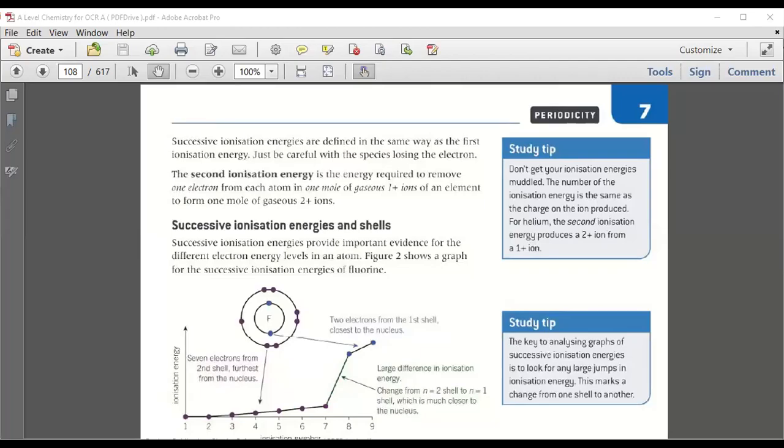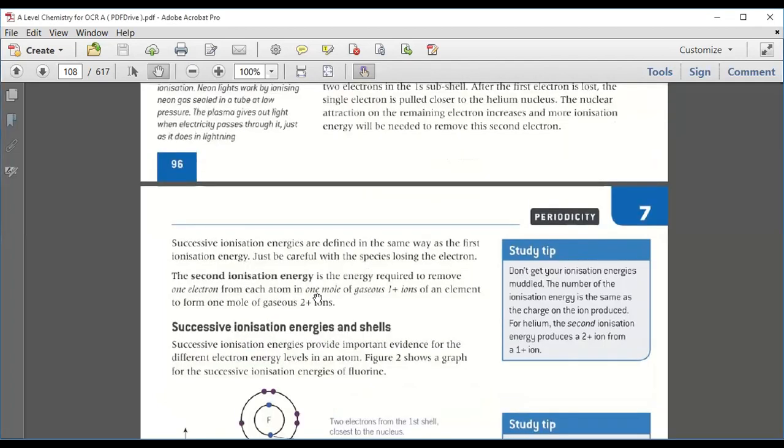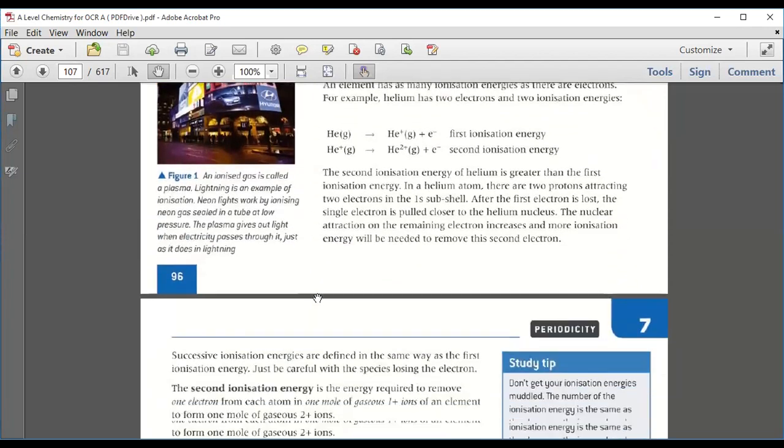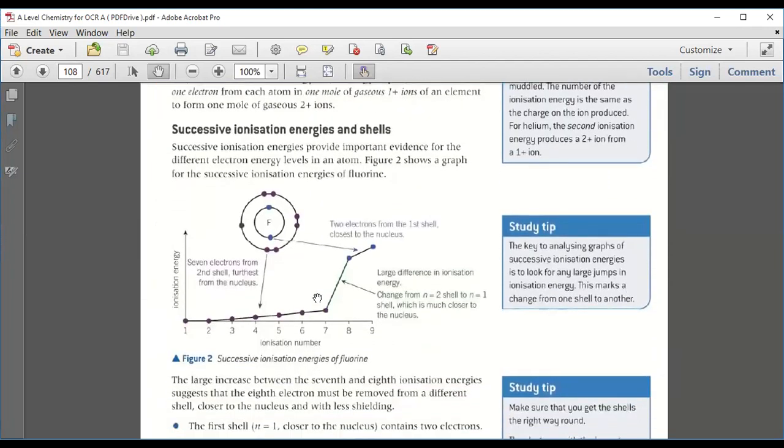Okay, so this is our second lecture, and in our previous lecture, we did up to successive ionization energies and shells. So we will start from this. Up to this one, you're not having any doubt? Okay, fine then. Now we will study successive ionization energies and shells.